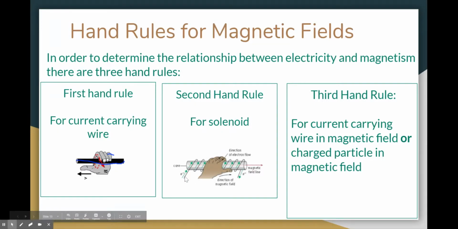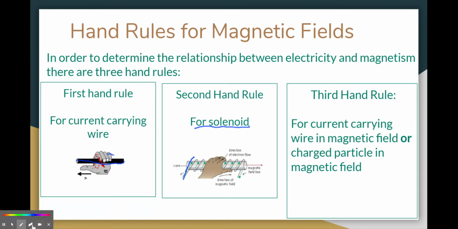The second hand rule is for a different situation. In this situation, we have a coil of wire. So in the picture that you see here, they show electron flow going through this wire here, up and around this coil. So we call this a solenoid or coil of wire. People recognize this as an electromagnet, really.